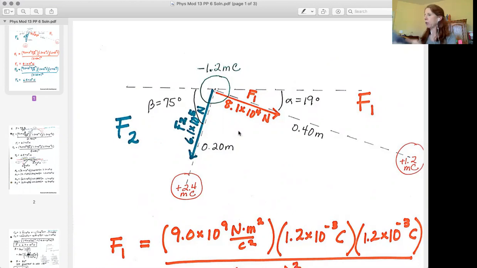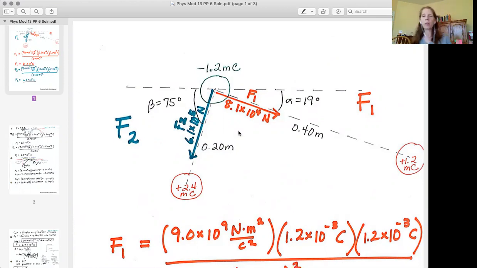It says three charges are arranged as follows, and you can see it's basically the picture I have drawn right there at the top of that first page. And it says, what is the instantaneous electrostatic force on the negative 1.2 millicoulomb object?